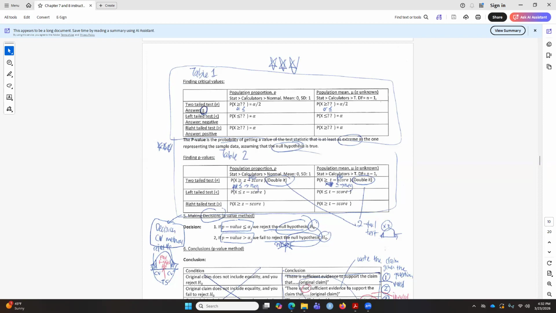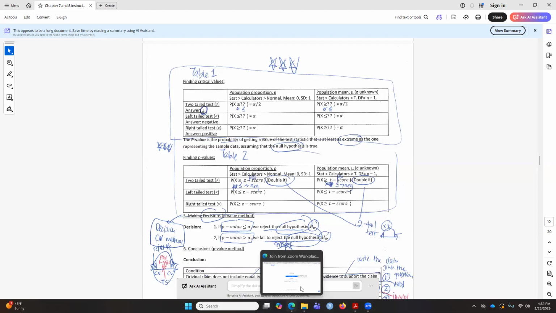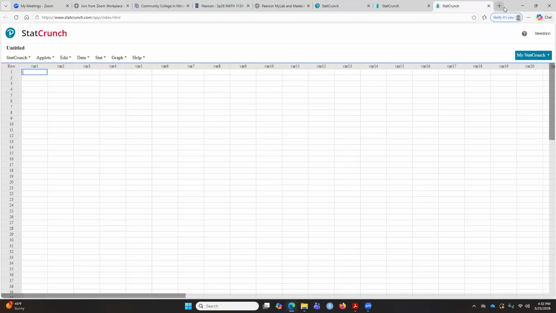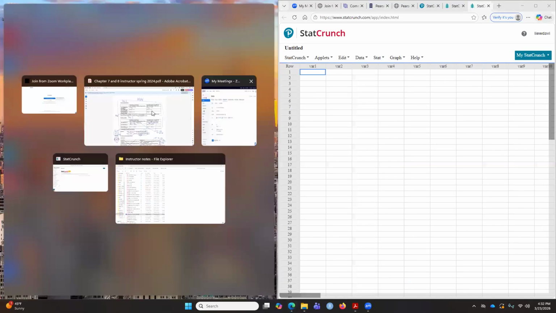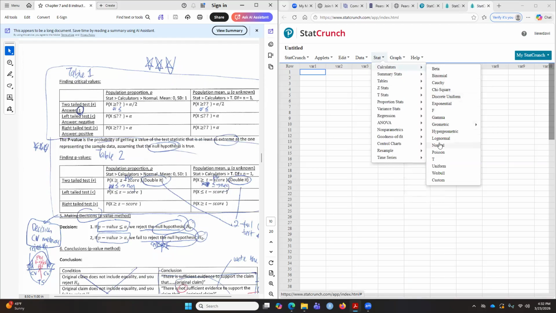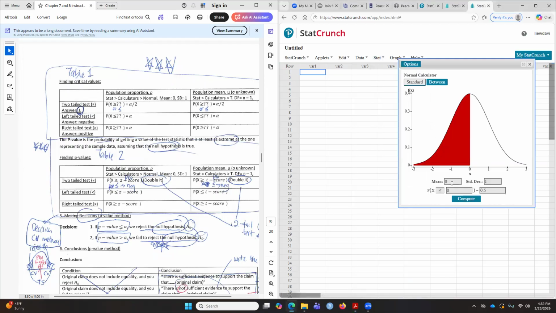You have to go under Stat, Calculators, Normal in your StatCrunch. So I'm going to go to StatCrunch now. Okay. So in StatCrunch, to find the critical value for the population proportion, what you need to do here is you go under Stat, Calculators, and go under Normal, like what you did in Chapter 6. And the mean is 0 and standard deviation is 1. Then what you do is you put either less than or greater than and then alpha over 2.